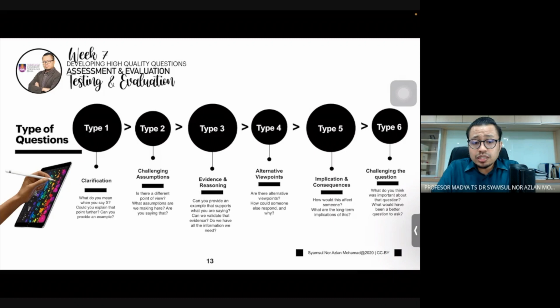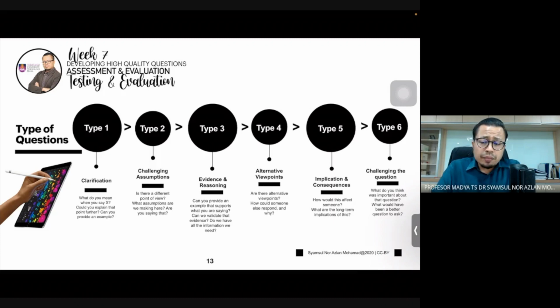Number two, challenging assumptions. We are testing their different points of view. What assumptions are we making, and why are you saying that? Because somehow or other, students like to make assumptions. But how to make the assumption in the form of academic, you need to design the question as such.